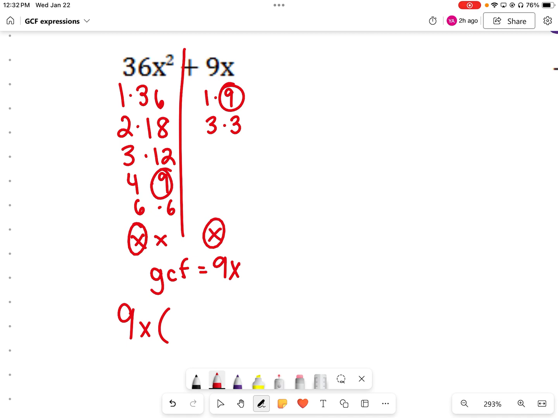So you look at its pair. So 4 matches with 9. And then we have an x remaining with the variables. So it's 4x. And then for the 9x, we have a 1. And then no x remaining. So it'd be 1. Close your parentheses. And then we look at our signs. So there's a positive 36 and a positive 9x, so a plus is going to go between them.